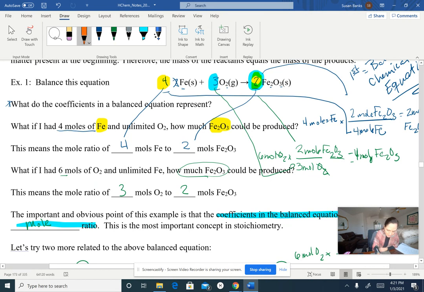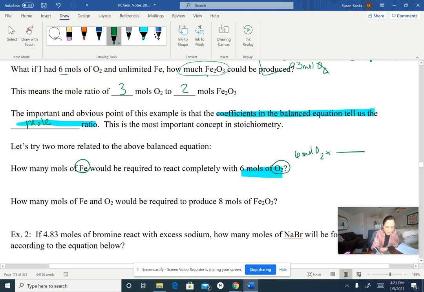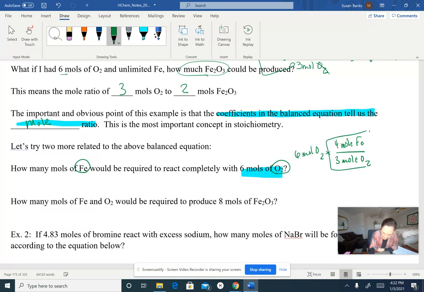So if I look at oxygen, I have 3 moles of oxygen to 4 moles of iron. Okay, so that's what we're going to use. Now, my moles of oxygen I want to cancel, so it needs to be on the opposite side. So 3 moles of oxygen react with 4 moles of iron. Okay, so that is the mole ratio that we got from the balanced equation. Okay, remember, this comes from the balanced equation.